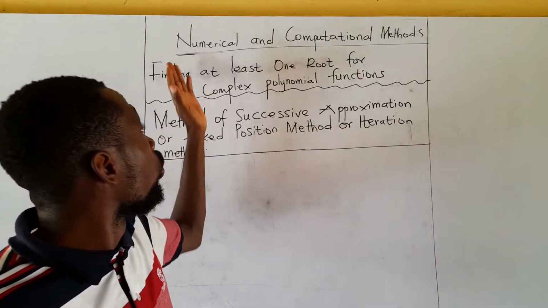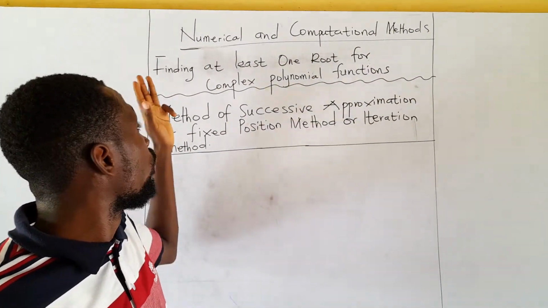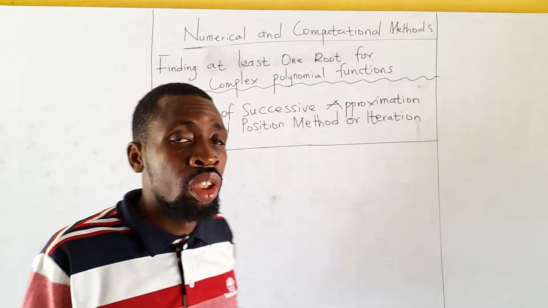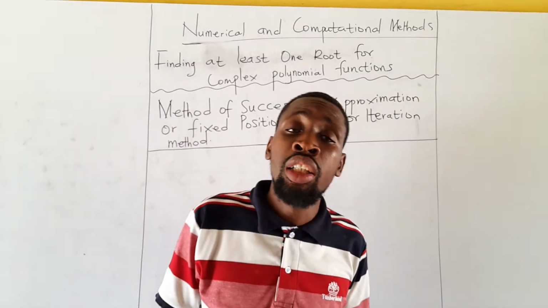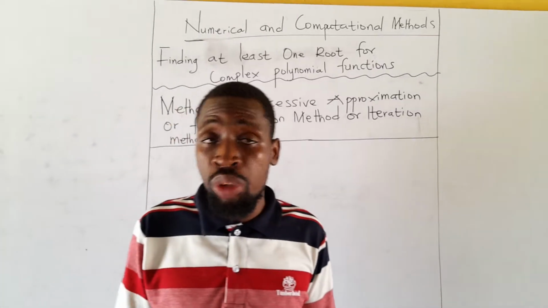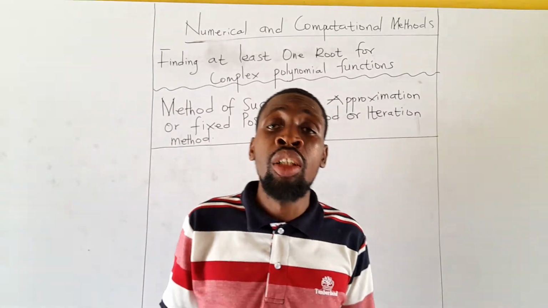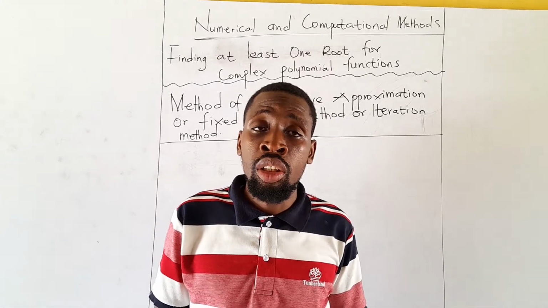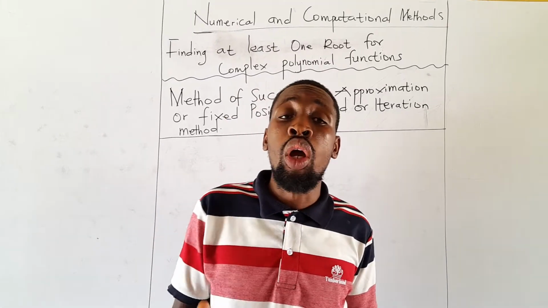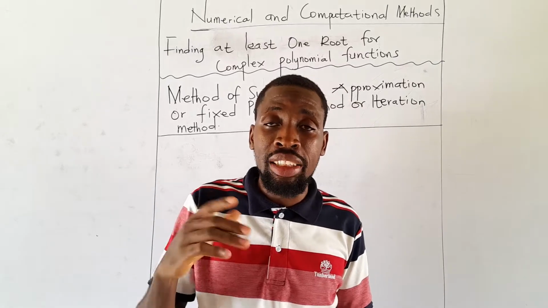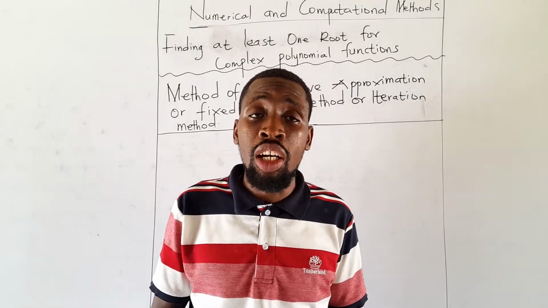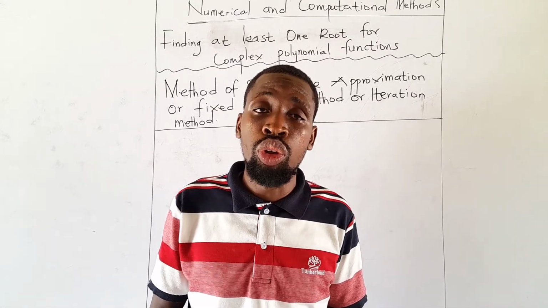Today our discussion on numerical and computational methods will be finding at least one root for complex polynomial functions. We said that to find a root for complex polynomial functions, we have a lot of methods we can use, and one was the bisection method. In a previous video, we used the bisection method to find at least one root for complex polynomial functions. If you have not watched that video, please check it out on YouTube.